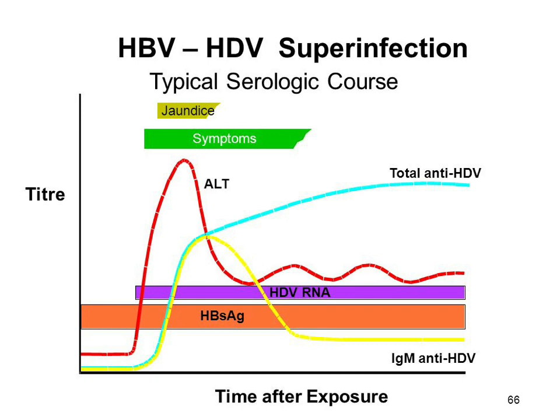So, very different clinical pictures depending on whether you have a co-infection or a superinfection, and as you would expect, the serological course is very different. And with superinfection, you're able to detect the hepatitis D RNA and the hepatitis B surface antigens indefinitely.